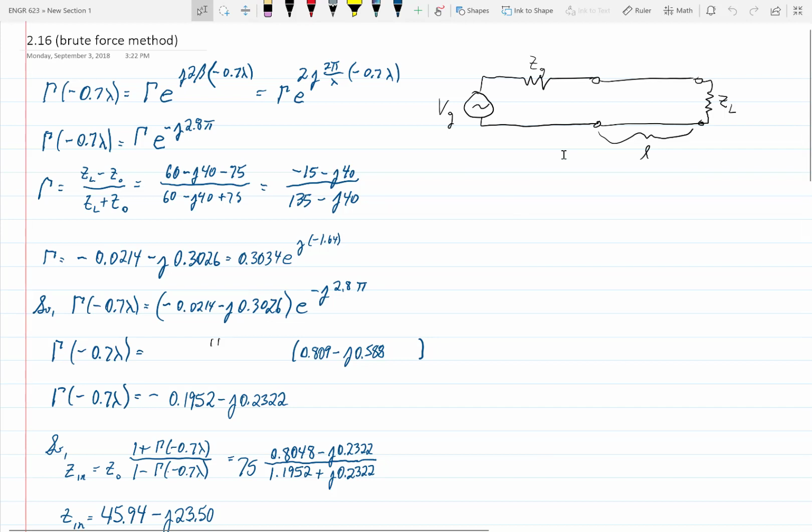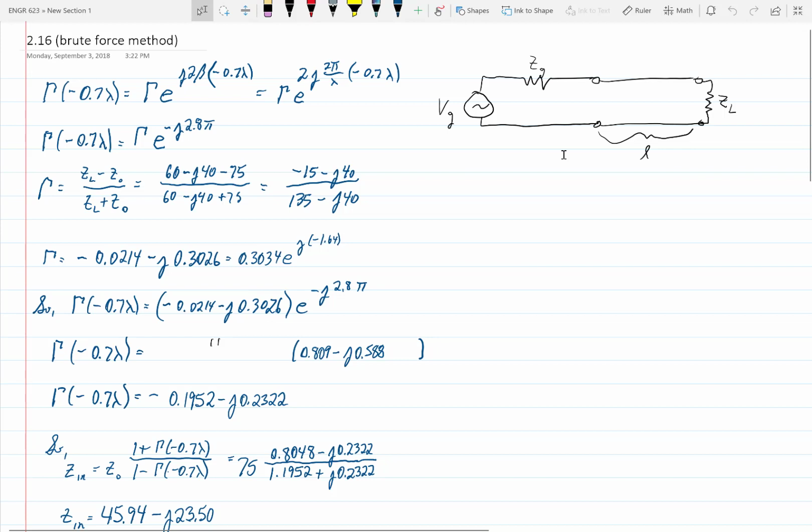has VG equals 15 volts RMS, ZG equals 75 ohms, Z0 equals 75 ohms, ZL equals 60 minus j40 ohms, and L equals 0.7 lambda. Compute the power delivered to the load.